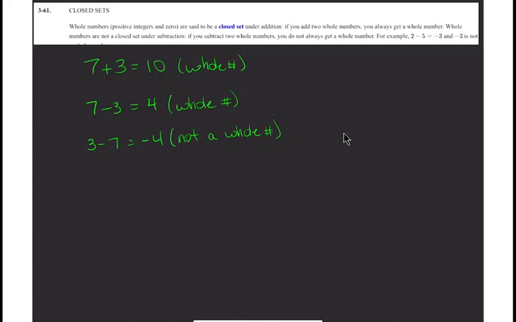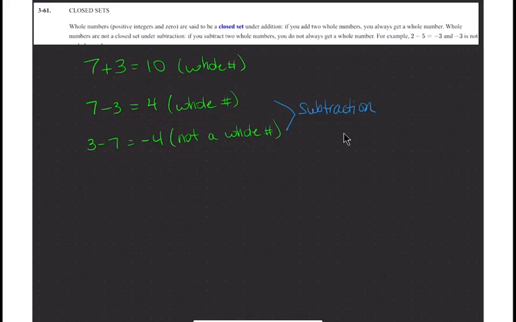And so this is what they're saying, so that it does not always apply under subtraction. Right? So in order for that closed set to always happen, it always has to be true. So we can find examples in which it is true, but it has to hold true for all examples. And here's an example where it's not, right?